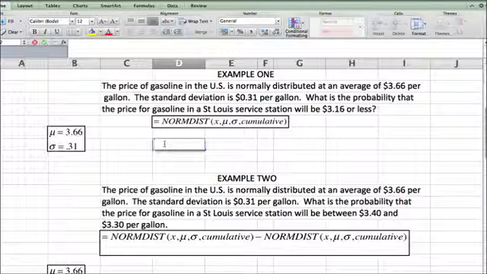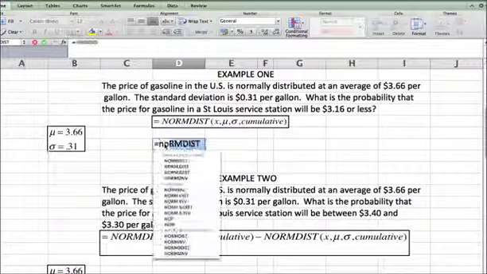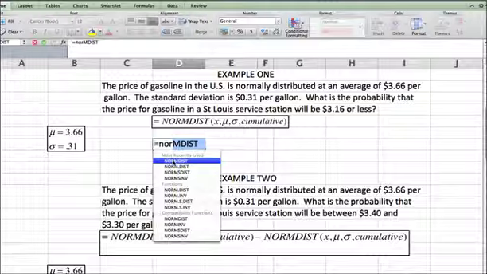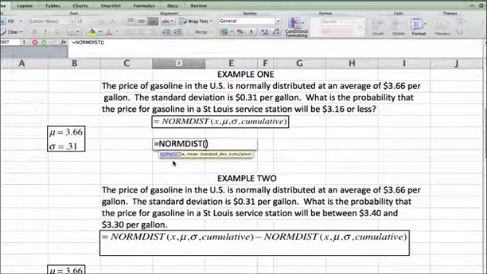So we will now enter this as it's shown above in an empty cell, starting out typing equals. And when we start typing normal distribution, the drop-down menu gives us a number of choices where we'll select normal distribution. First, we're going to enter X, which in this case is $3.16, followed by a comma, the mean, 3.66, as shown, another comma, standard deviation, 0.31, and then lastly, whether we want a cumulative or an individual number. In this case, it's cumulative, and so we will enter true.